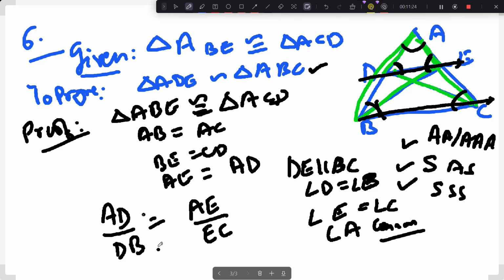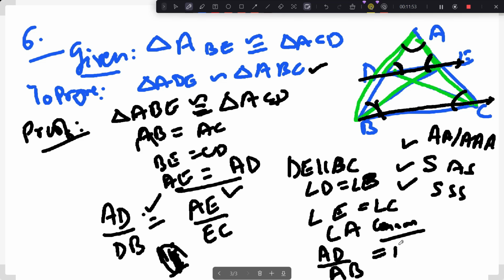So what is AD by DB? AD is, we can see, AE itself. And what is DB? DB is not given, right? So how else can we write this? We can write it as AD by AB is equal to AE by AC as well. Now, are we able to prove this? We have to be able to prove this.